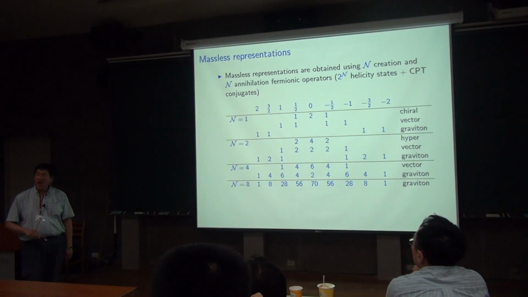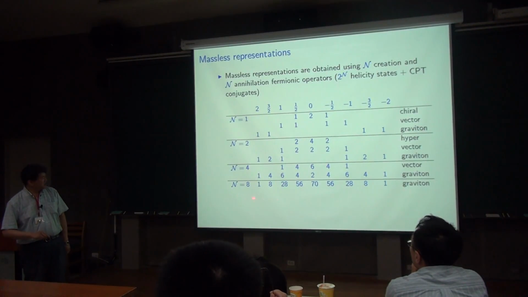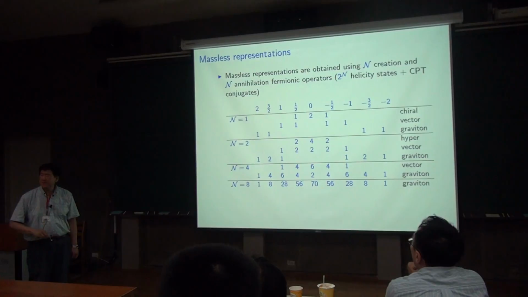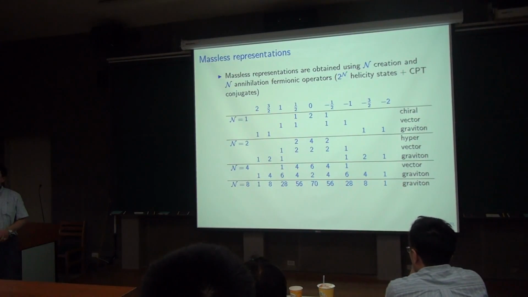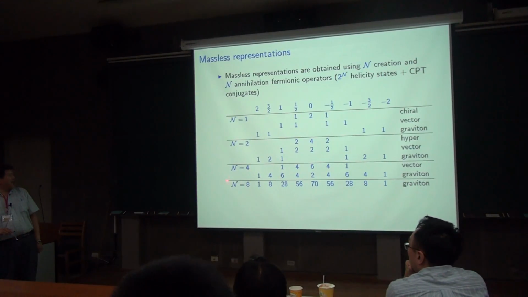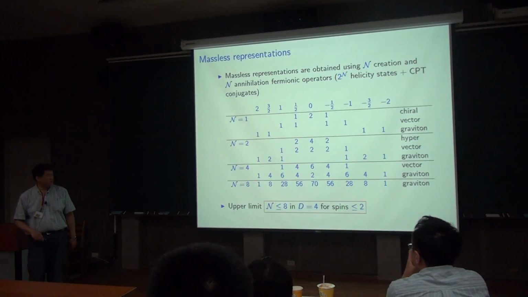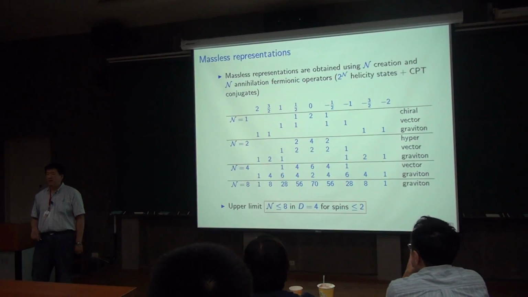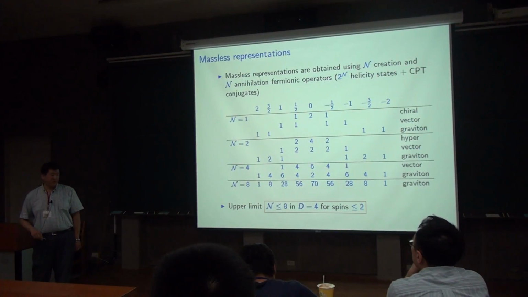It just doesn't fit. And if I try to go beyond N equals 8, then all these helicity states have to push beyond helicity 2 or spin 2. So another statement of what I said before is, if you demand massless spins less than or equal to 2, then the maximum supersymmetry you could have is N equals 8 in 4 dimensions. So it's a bound on the number of supercharges you can have. N equals 8 is 32 real supercharges.